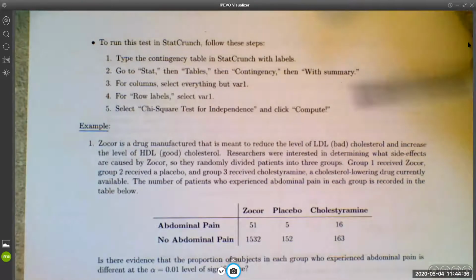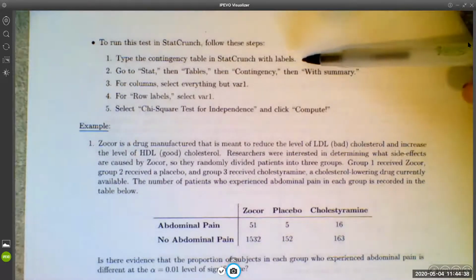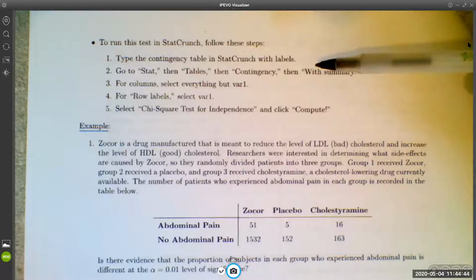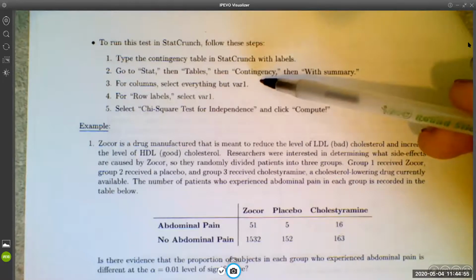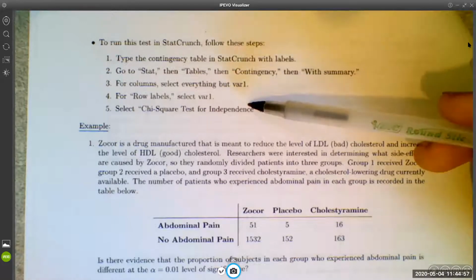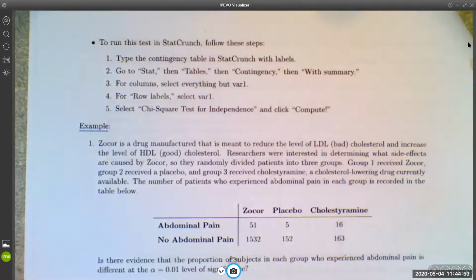In order to run this test, you first have to enter the contingency table into StatCrunch just exactly the way that it looks. Kind of like you did when we were doing McNemar's test back in 12.3. So you enter the contingency table. You have to tell StatCrunch where your actual numbers are and where your row labels are, just like we did with McNemar's test in 12.3.